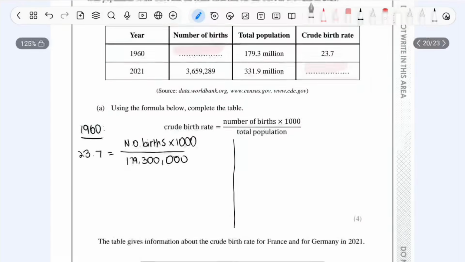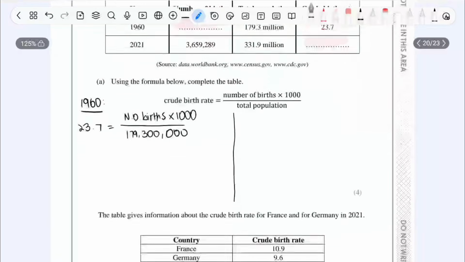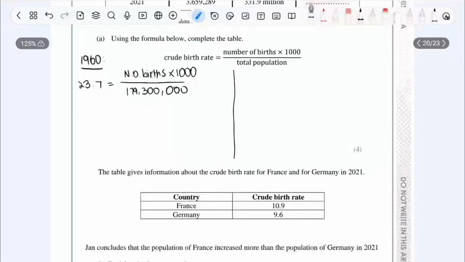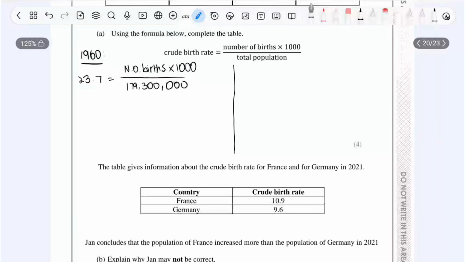The mark scheme accepts both, however I'm going with the latter because technically it just makes sense to do it per person rather than in millions, but it's just personal preference at that point. Now you can do some rearranging. You can multiply by 179.3 million and then divide it by 1000. I'm just going to do that straight into the calculator, and we get the number of births is equal to 4,200,000.